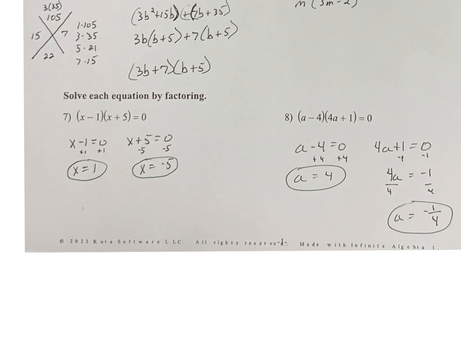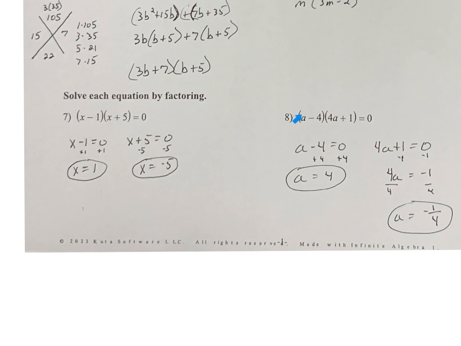Okay, in number 8 here, I'm sorry, a minus 4 times 4a plus 1, and it equals 0. So it's already factored. So we want this factor, a minus 4, to equal 0. And you would have to add 4 to both sides, and a equals 4. It's the opposite of negative 4 because this is a 1a.